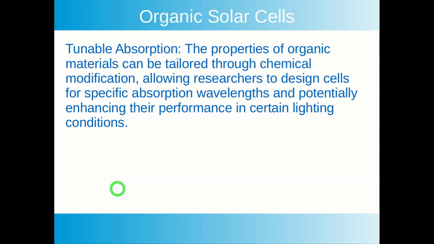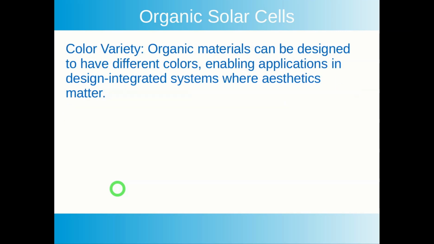Another advantage of organic solar cells is tunable absorption. This is where you select different materials so you can absorb different wavelengths to generate the electricity, and the different wavelengths selected are based on the kind of ambient light available and the kind of lighting conditions you're going to use a solar cell in. Another advantage of organic solar cells is color variety. By modifying the materials, you can change the transparent color of these cells, and you can match them to the aesthetics required.